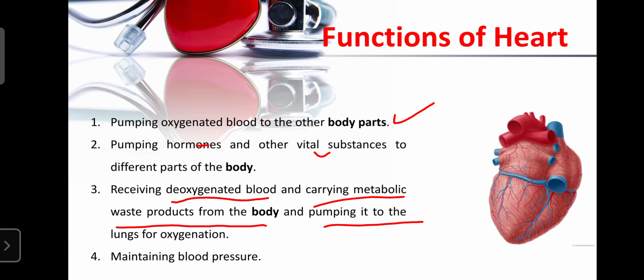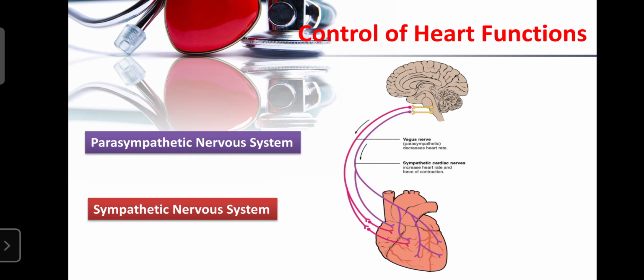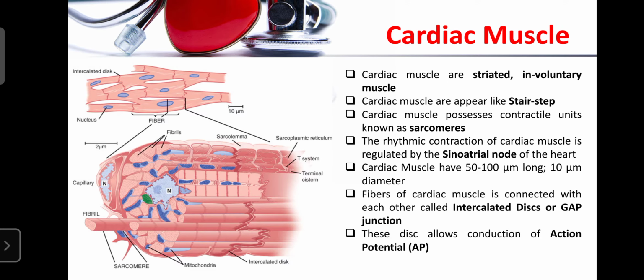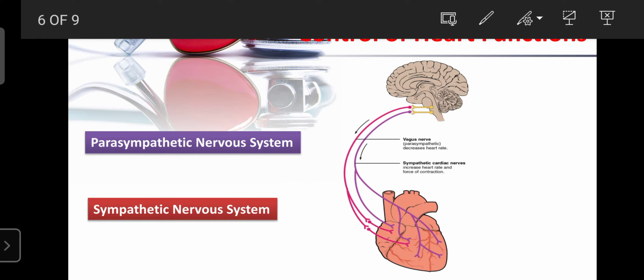Next, regarding the control of heart functions, in our body there are two systems: the parasympathetic nervous system and the sympathetic nervous system. These two systems control the heart rate and heart functions. When the heart rate increases, due to any abnormalities or overfunctioning, at that time this system is activated.